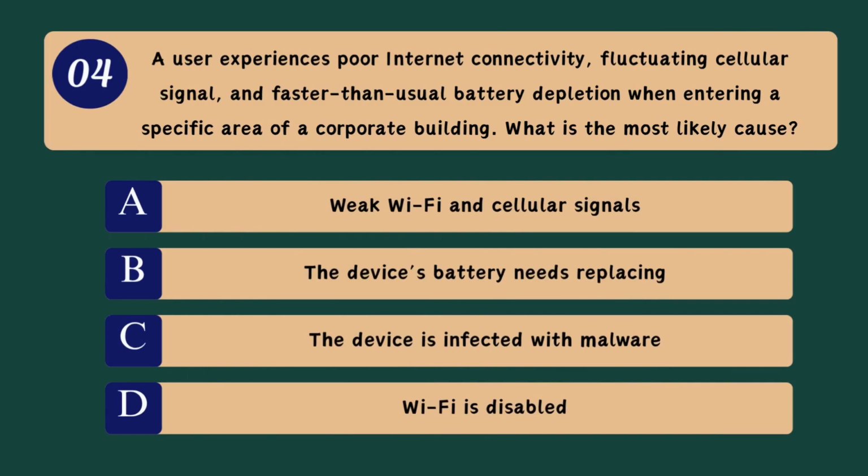Question 4. A user experiences poor internet connectivity, fluctuating cellular signal, and faster than usual battery depletion when entering a specific area of a corporate building. What is the most likely cause? A. Weak Wi-Fi and cellular signals. B. The device's battery needs replacing. C. The device is infected with malware. D. Wi-Fi is disabled.